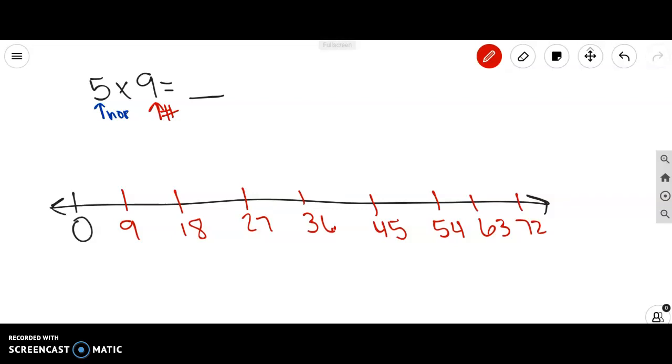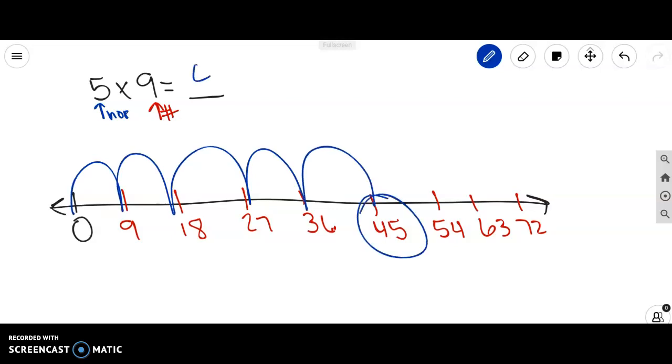Alrighty, so now that we have this on our number line, now we can begin to take our hops. So 1, 2, 3, 4, 5. And 45 is our answer. Awesome job. So now sometimes they are going to give you a number line and they're going to want you to tell them what the equation is.